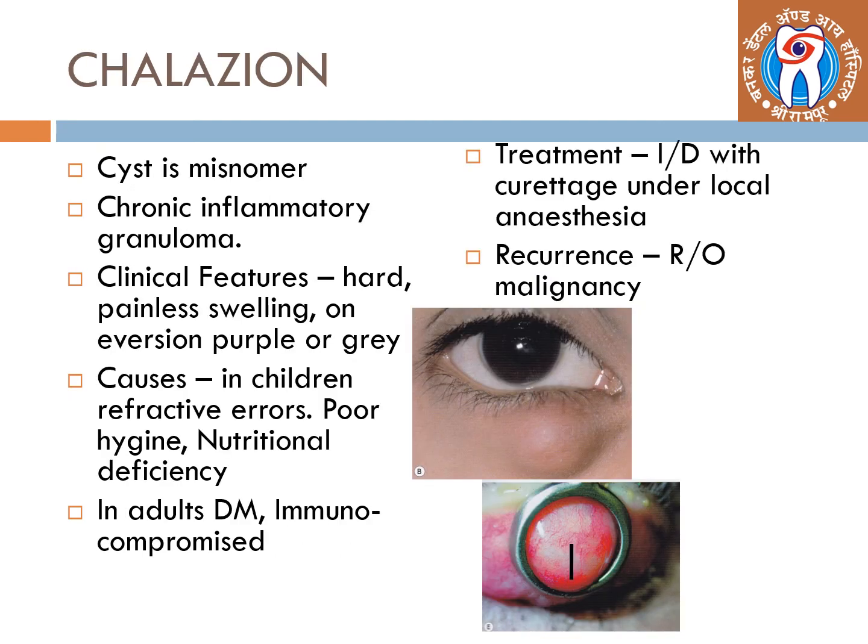Coming to chalazion, it is known as tarsal cyst or meibomian cyst. It is not a cyst but a chronic inflammatory granuloma of the meibomian gland. They are multiple and appear in crops. They are more common in adults than children. Here the glandular tissue is replaced by granulation tissue.